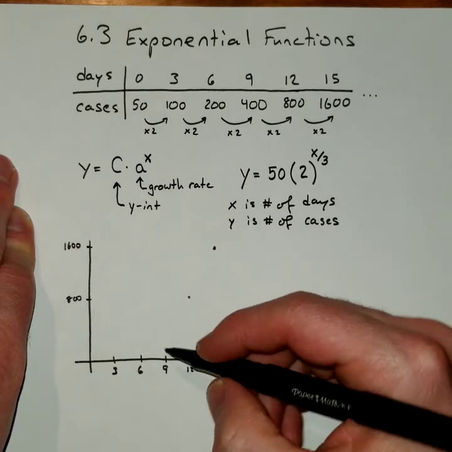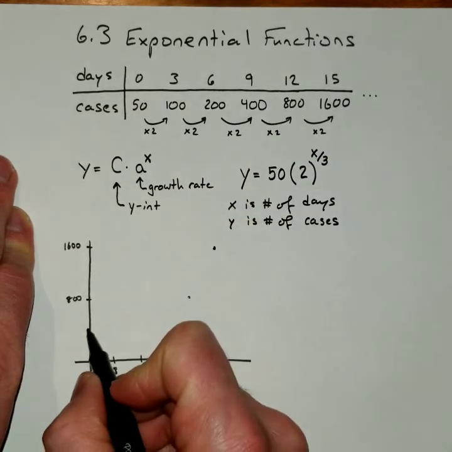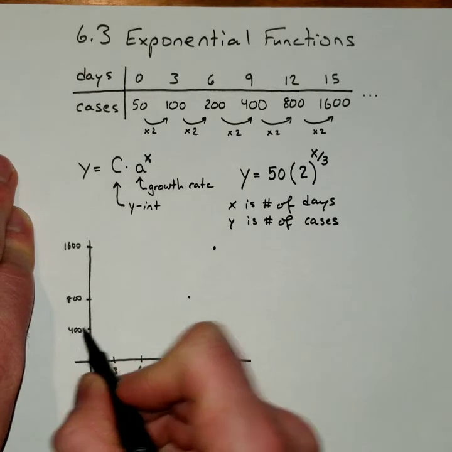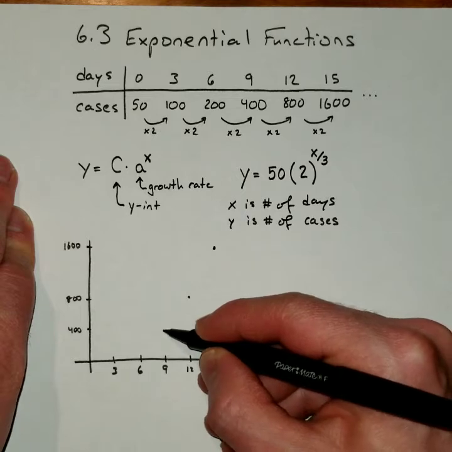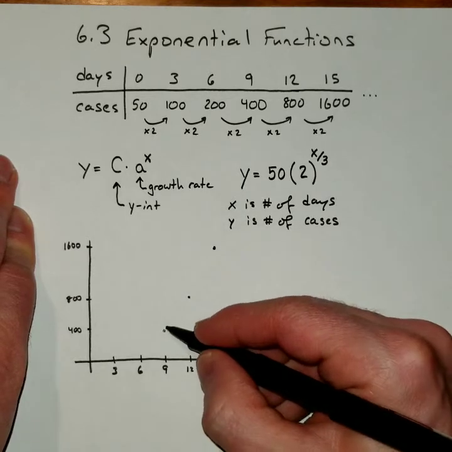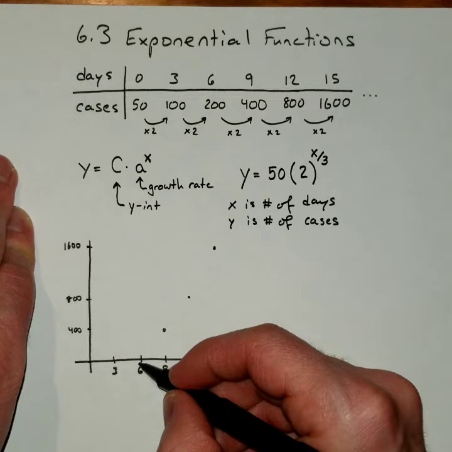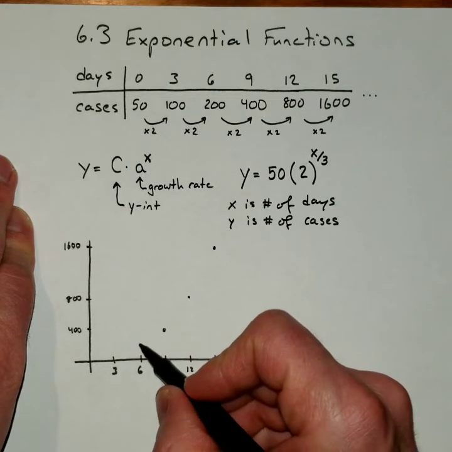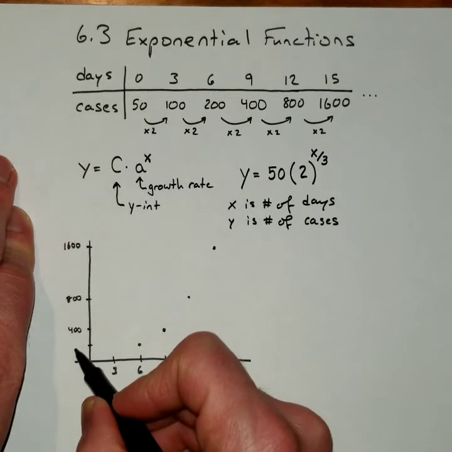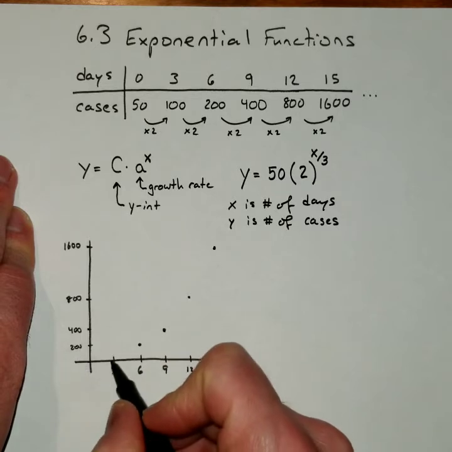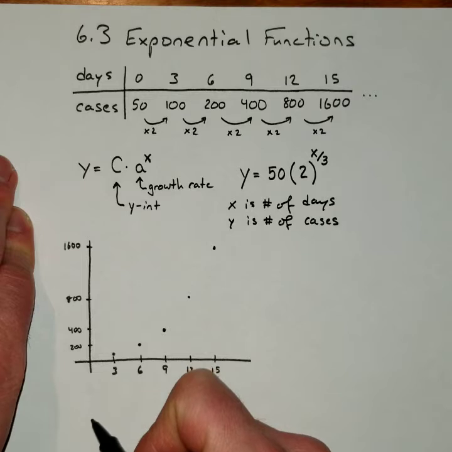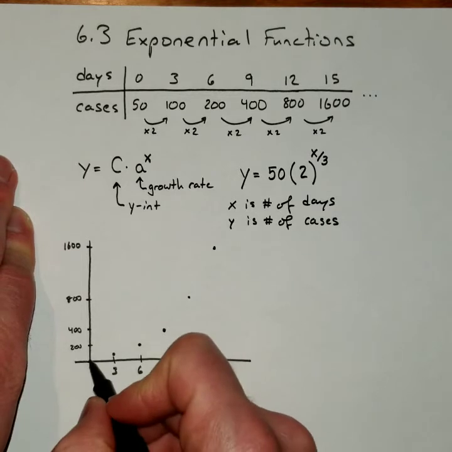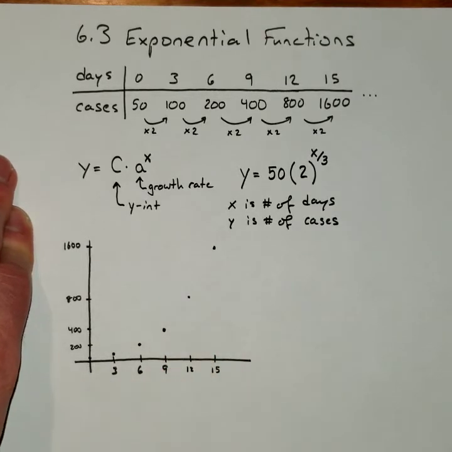And then at 9 days you have half of that, which was 400. This might start to look a little familiar if you've been following my videos. 6 would be at 200, that's half the height again. So right about there. 3 would be 100. And 0 would be 50. So that's right above the x-axis.